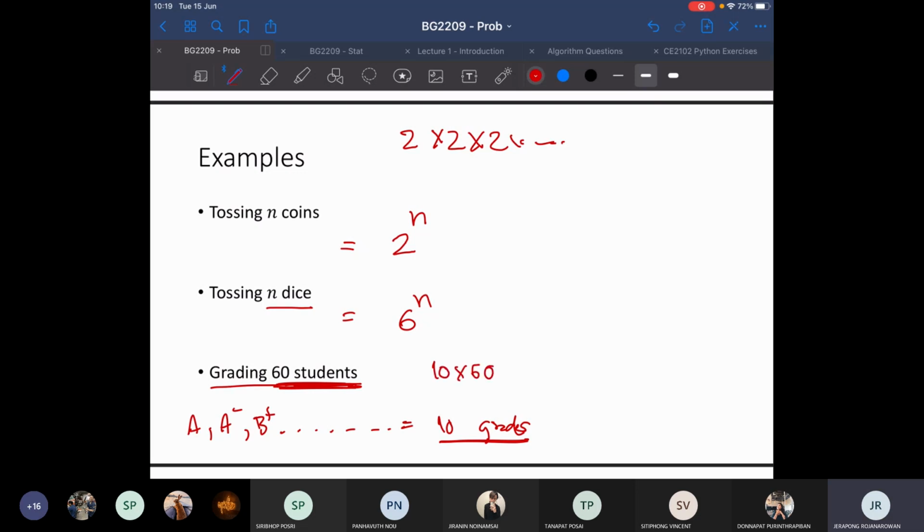10 into 60. 10 to the power of 60. 60 to the power of 10. 10 to the power of 60. Exactly. 10 to the power of 60. Very good. Right? Because we have 60 students. You go to the first student, you give them one of the 10 grades. You go to the second student, you have 10 possibilities to give him. So it's 10, 10, 10, 60 times. Right?